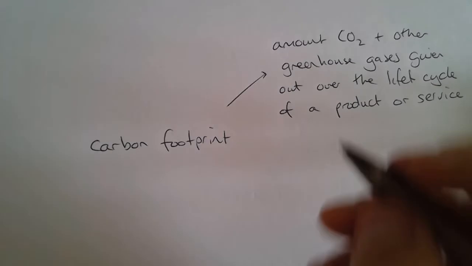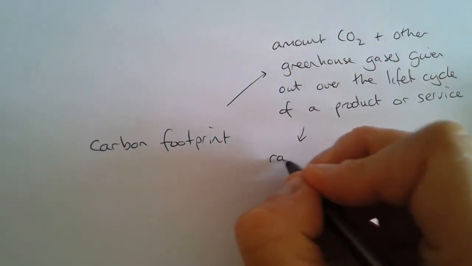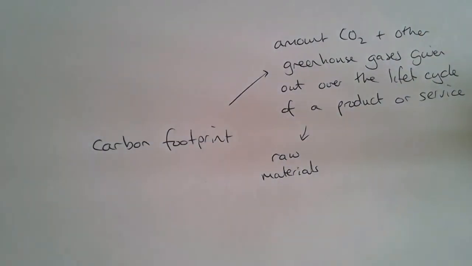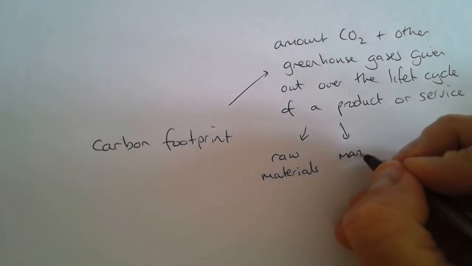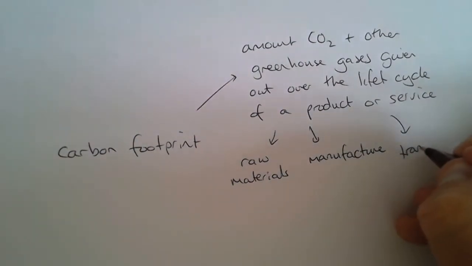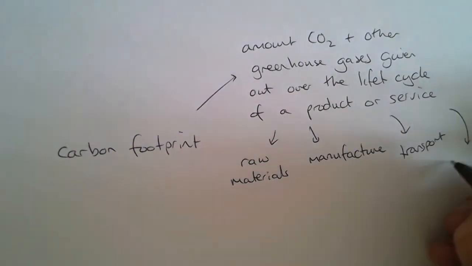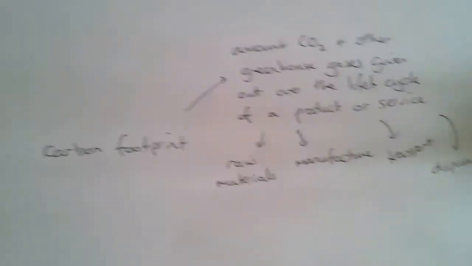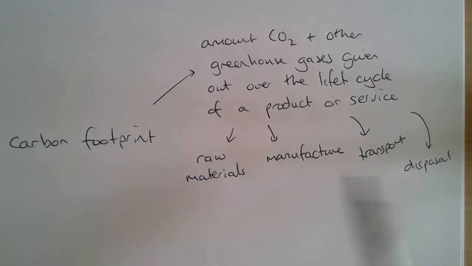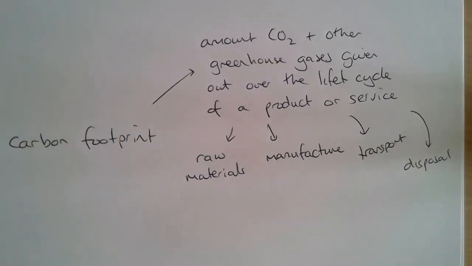So, what we mean by the life cycle of a product, and we'll give some examples in a minute, are the extraction of the raw materials, so the things that make up our product or our service. Manufacture, which means making. The transport. And then finally, disposal. So all of these parts of the life cycle of a product or something that we do or a service could potentially release carbon dioxide and other greenhouse gases into the atmosphere. So let's actually have a look at an example.